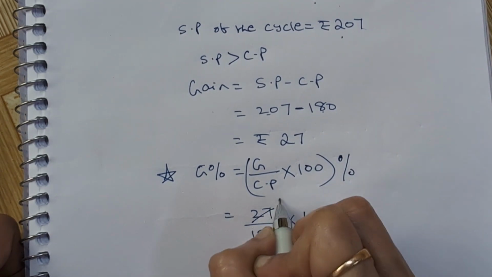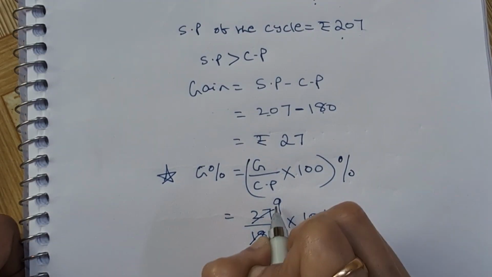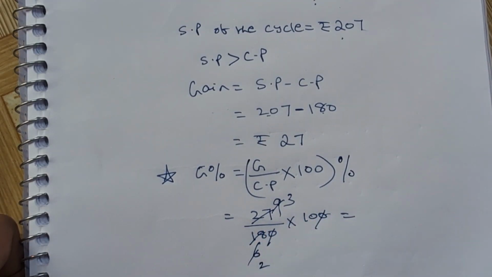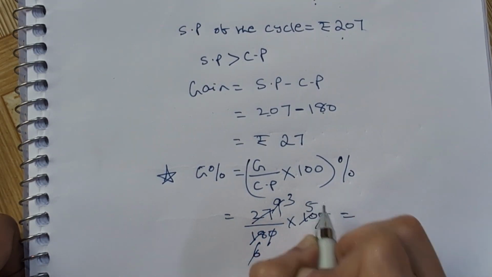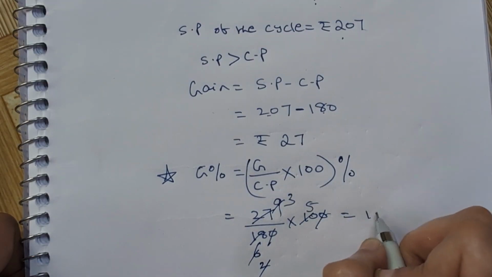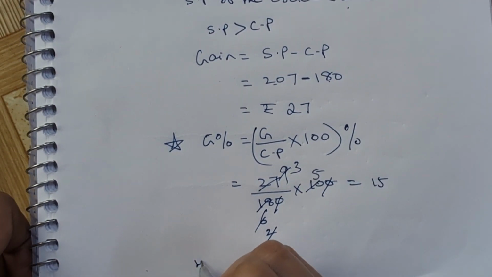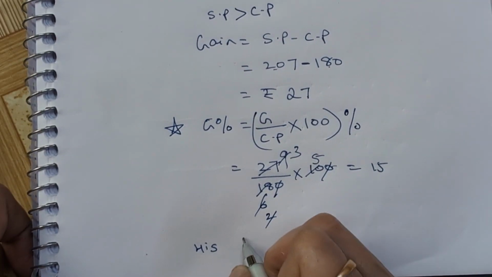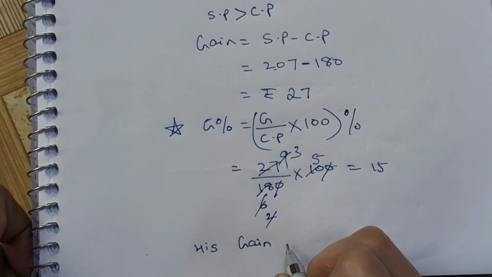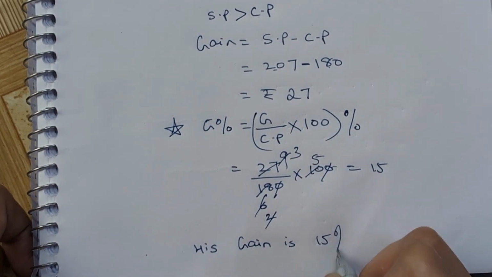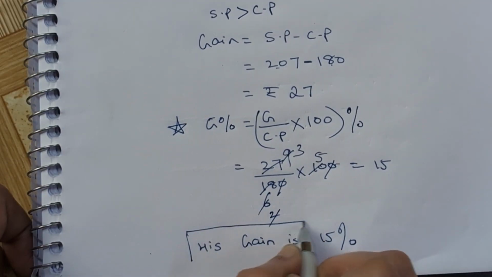This is 9, 3 nines are 27, and we cancel this too, 5, 3 fives are 15. Okay, so his gain percent, his gain is 15%.